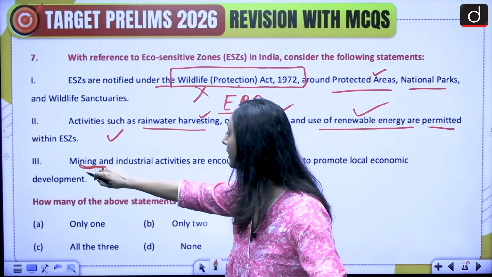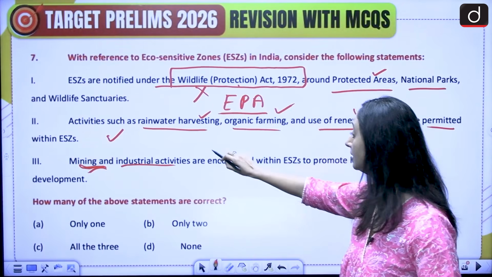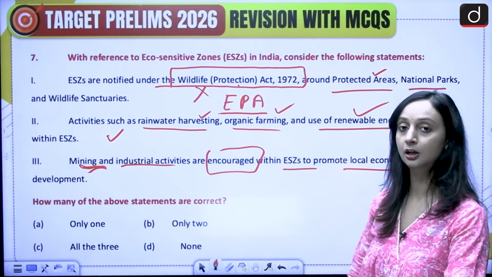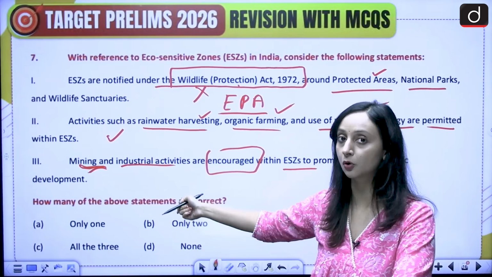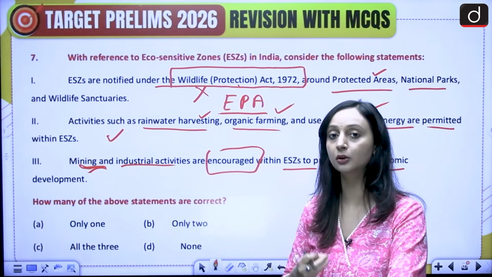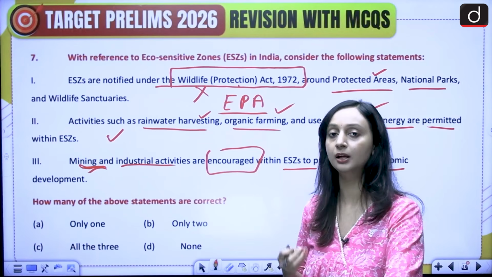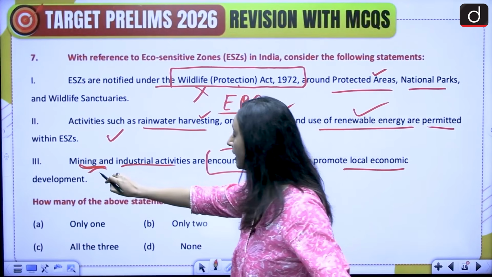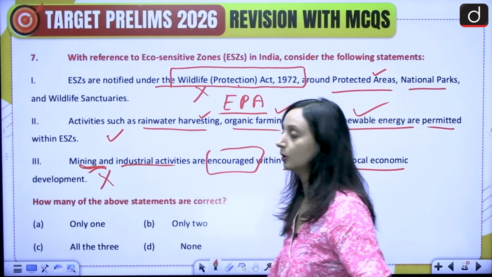Now, mining and industrial activities are encouraged within ESZs to promote local economic development. Do you think this will be encouraged? No, this will not be encouraged because it is not sustainable. It is going to damage the ecosystem, it is going to damage the area over there. And these are all fragile ecosystems. These are protected areas, so these activities are not allowed, not permitted.